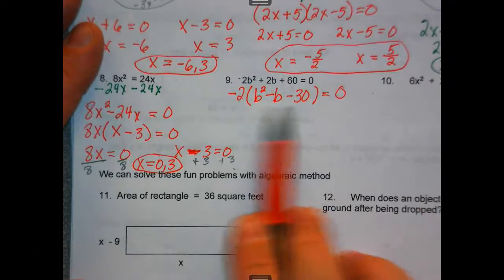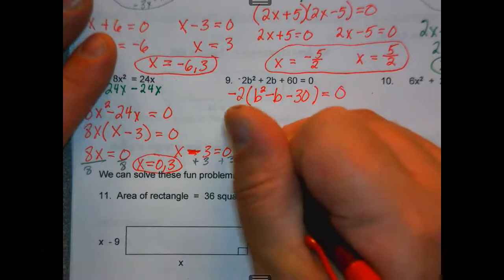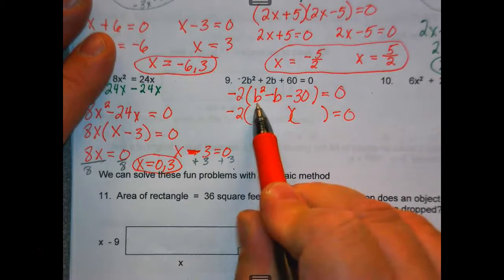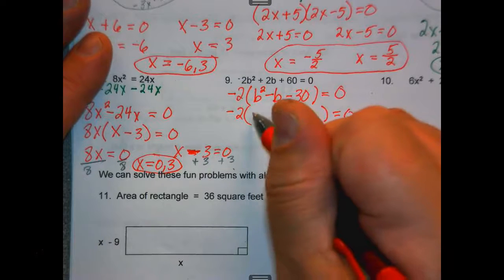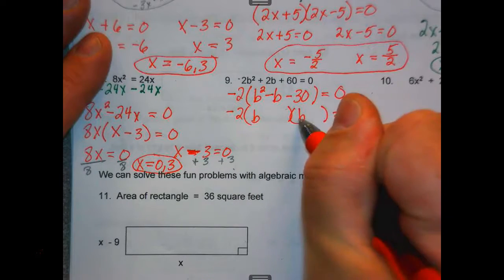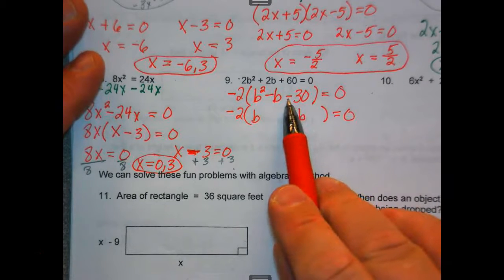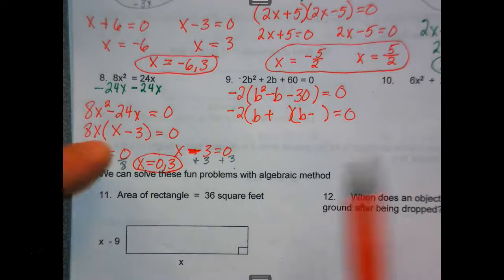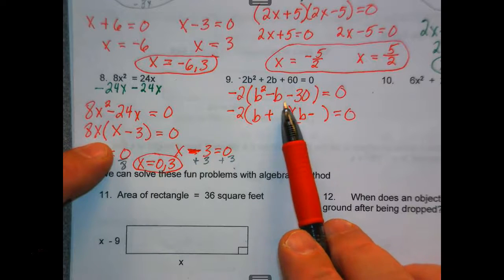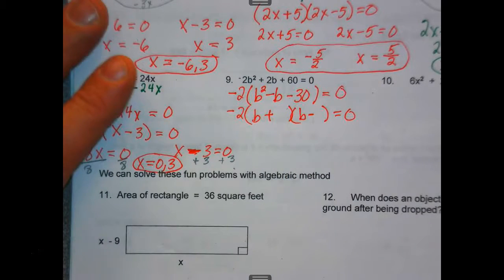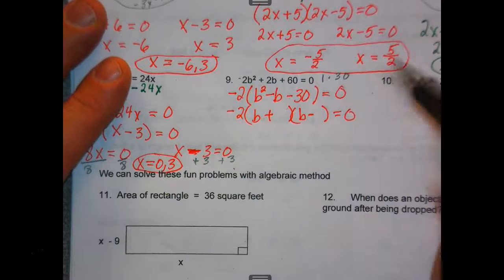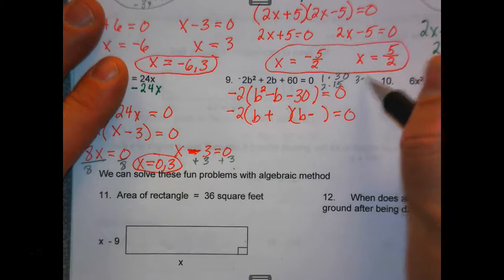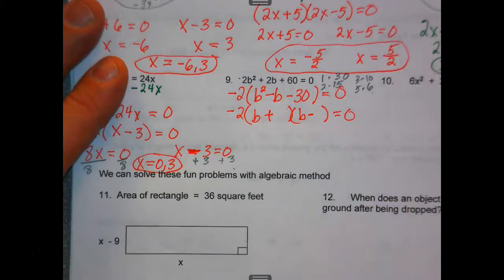Okay, let's look. Is this a trinomial or binomial? Tri, so we have to reverse FOIL. There's only one way to get b squared: b times b is b squared. Now, we have a negative. So to multiply to get a negative, one has to be positive, one has to be negative. We have 1 times 30, 2 times 15, 3 times 10, 5 times 6. Which one do you want to use?